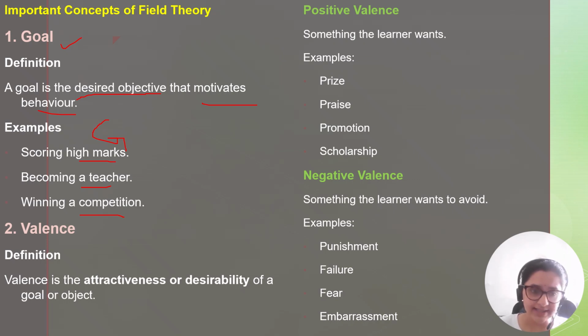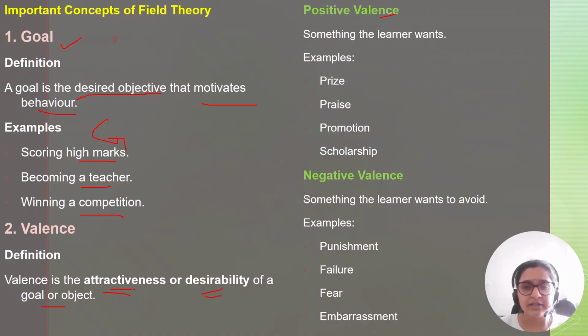Next is valence. What is valence? Valence is the attractiveness or desirability of the goal or the object. How much the goal is attractive to that particular person, or how much the person is desiring that particular goal, is called valence. So valence is divided into two types, positive and negative valence.